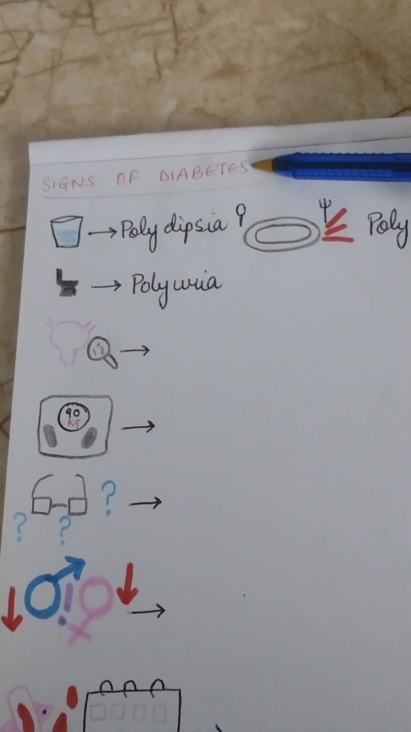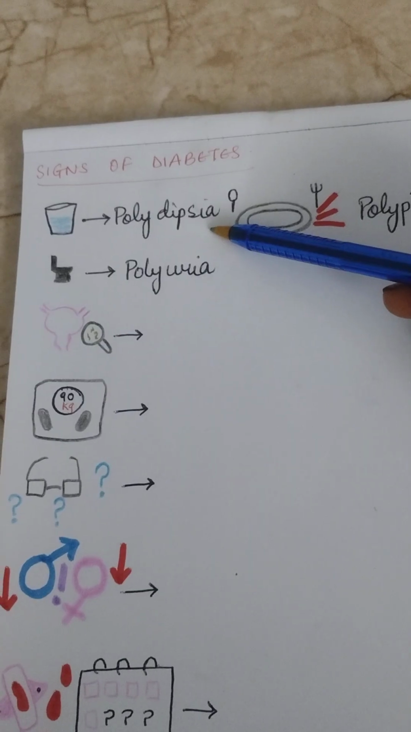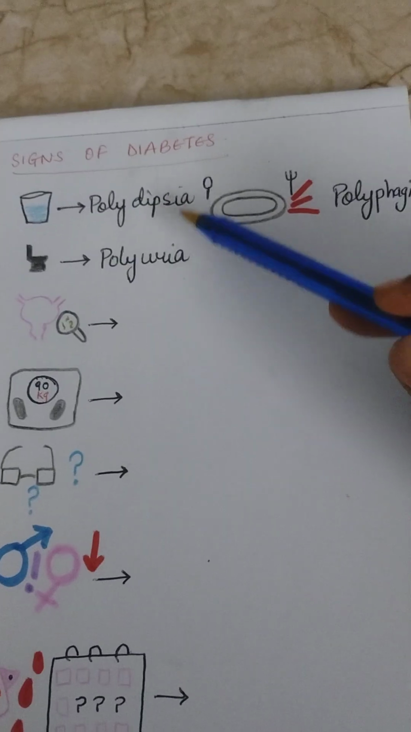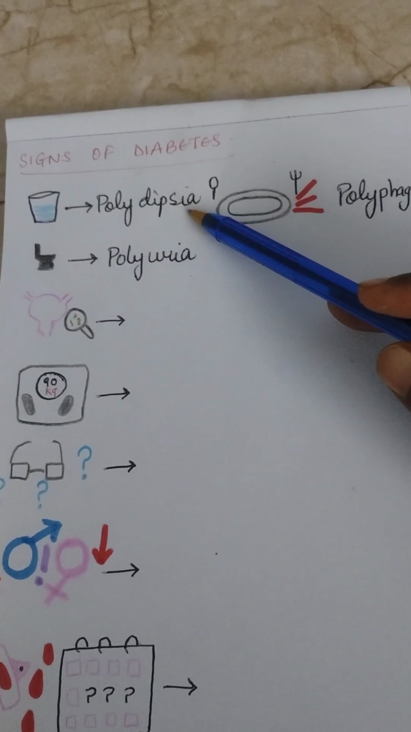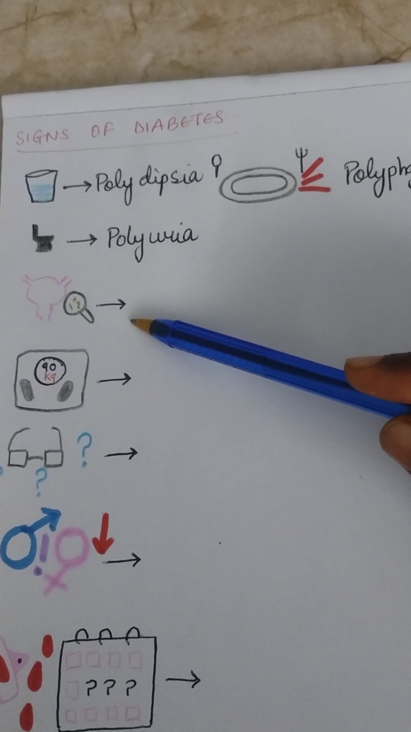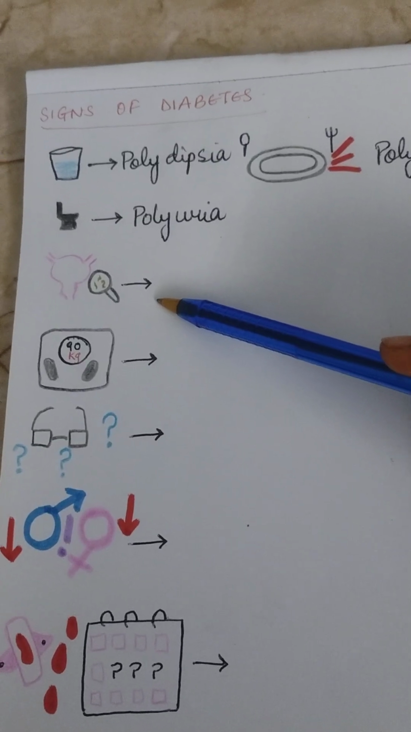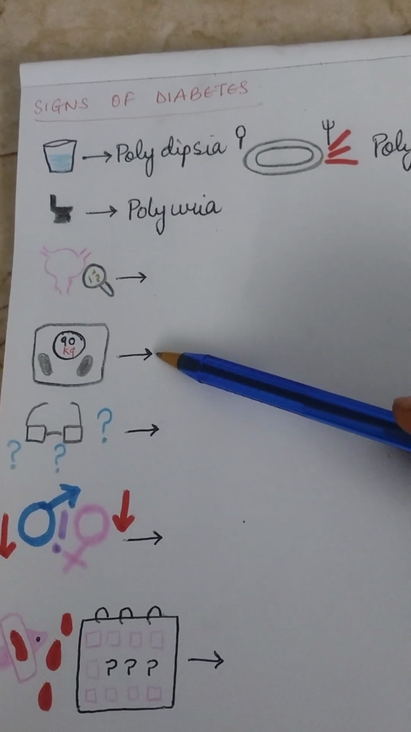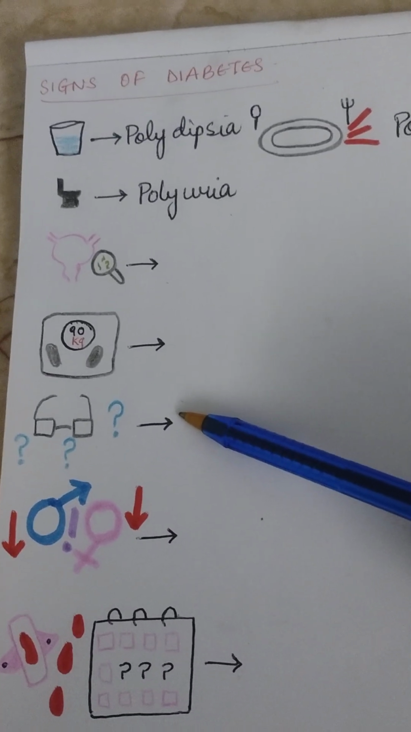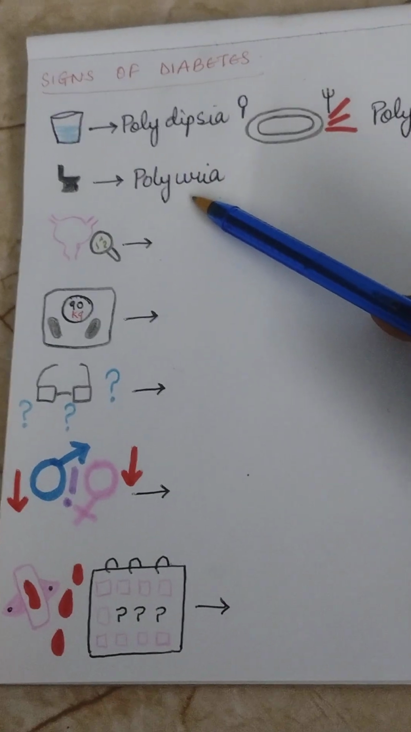Let's move to signs of diabetes. First is polydipsia, that is excessive thirst. Then polyuria, that is excessive urination because of the excess amount of water drinking. Then there are urinary tract or yeast infections because of the presence of glucose in the groin region. Then weight changes, vision changes, and the patient can be tired. Because of excessive urination, the patient also feels dehydration.